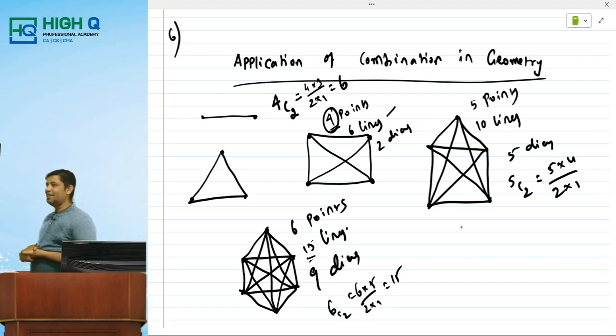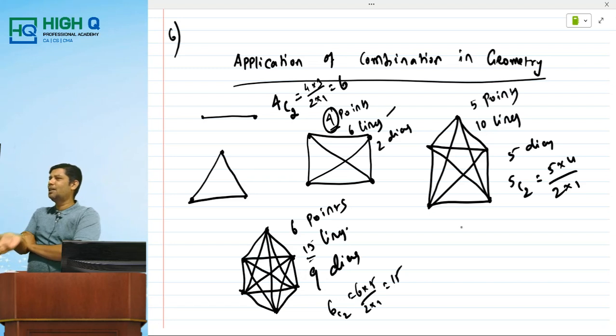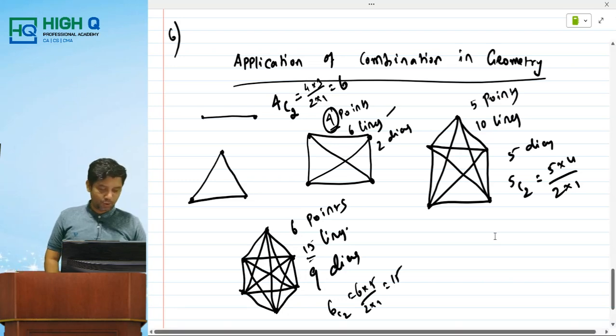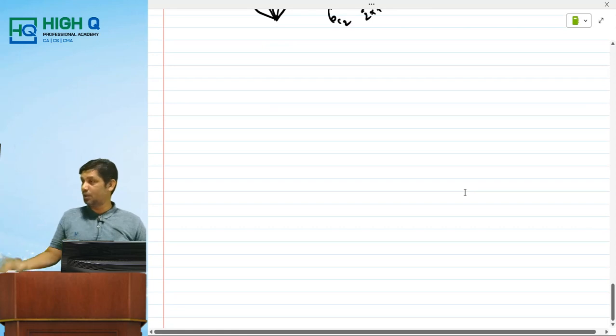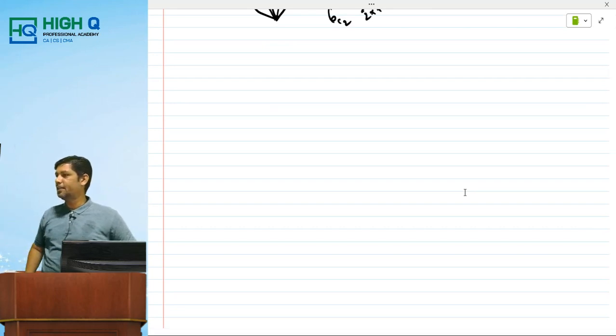Now tell me, if 20 points are given, how many lines can be drawn? Beautiful, 20C2. If 100 points are given, how many lines can be drawn? 100C2. Is that right, my dear? That point is very simple. Do you all agree with me? This is very simple logic. If you apply this logic, you need not remember these things as formulas. To draw a line, how many points are needed?